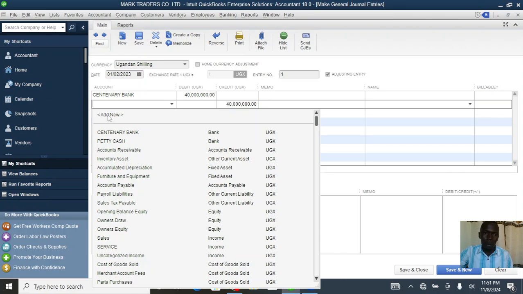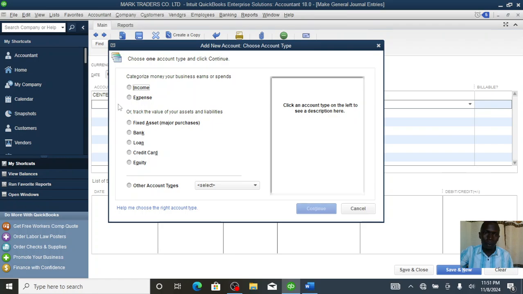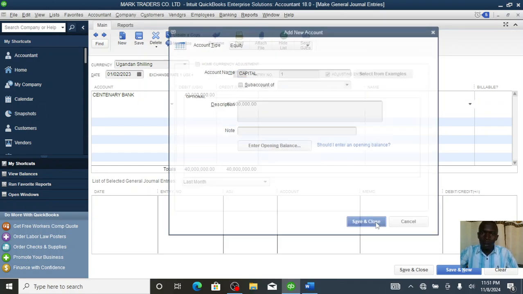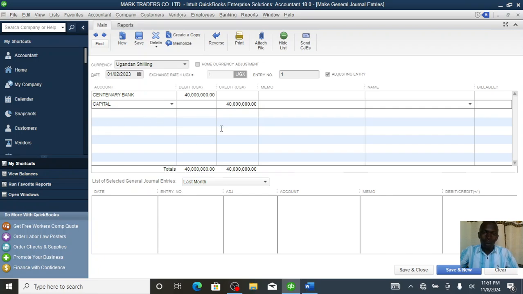but we don't have capital in this, so we are going to create it. Capital is under equity. Continue. Create capital. We save and close. Then we save and new. Go to our next transaction.